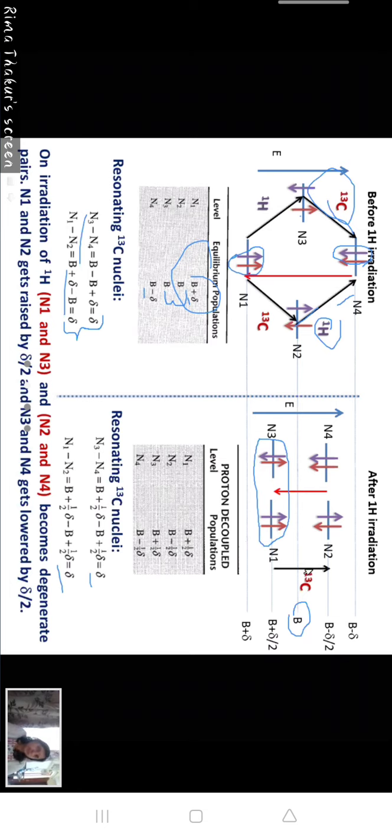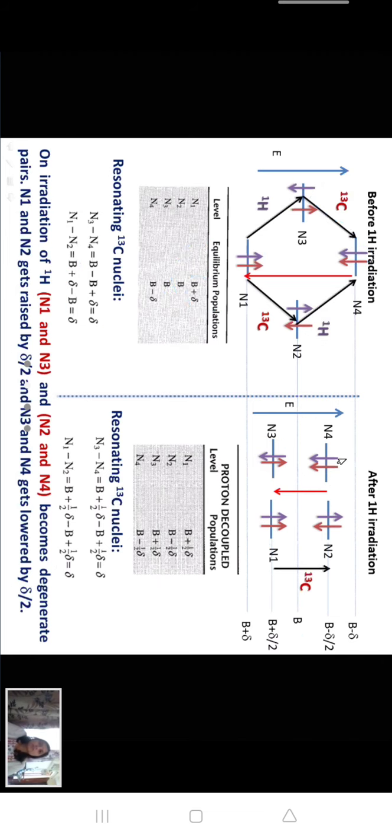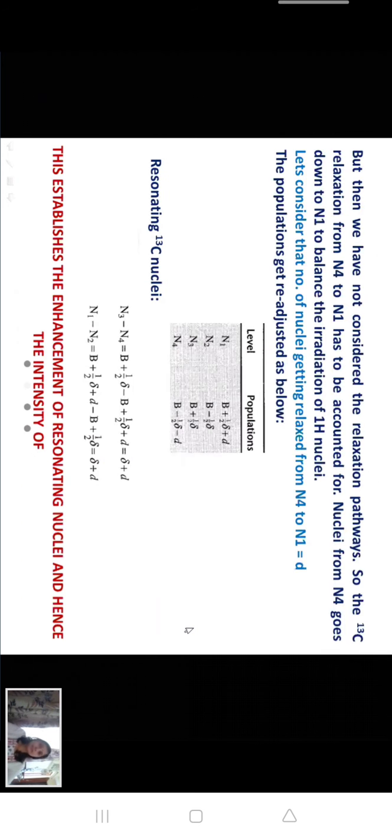we can no longer see proton relaxation, and all we are seeing is relaxation of carbon, and this energy difference has gone down. So let's first try to also incorporate the relaxation pathway. If we incorporate the relaxation pathway, let's consider that D number of carbon nuclei are getting relaxed. Why this relaxation? Let me go back to this point.